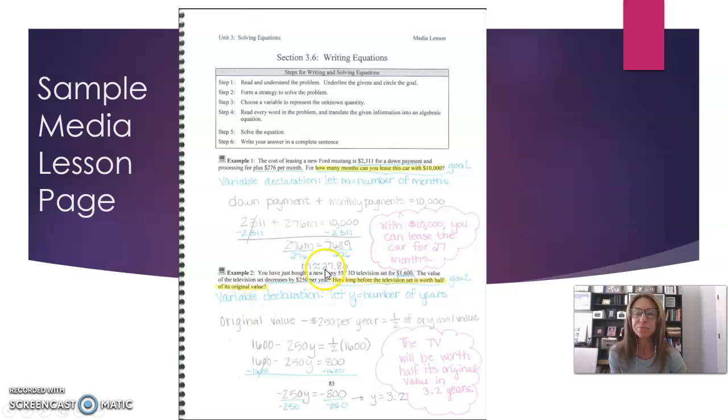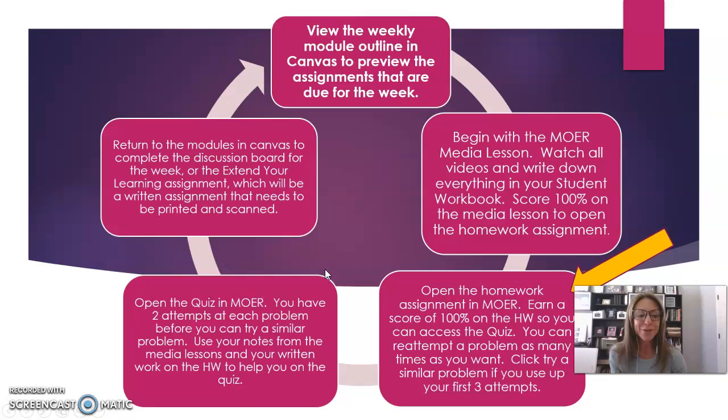Okay, after you complete the media lesson, then you're ready to open the homework assignment in More. Now, again, you want to get 100% on the homework assignment. But here's the thing, everybody has the opportunity to earn 100%. For each question in the homework, you can actually try the question 3 times. So let's say you make a mistake the first time and you enter your answer and it's not correct. You can try 2 more times to correct your answer.